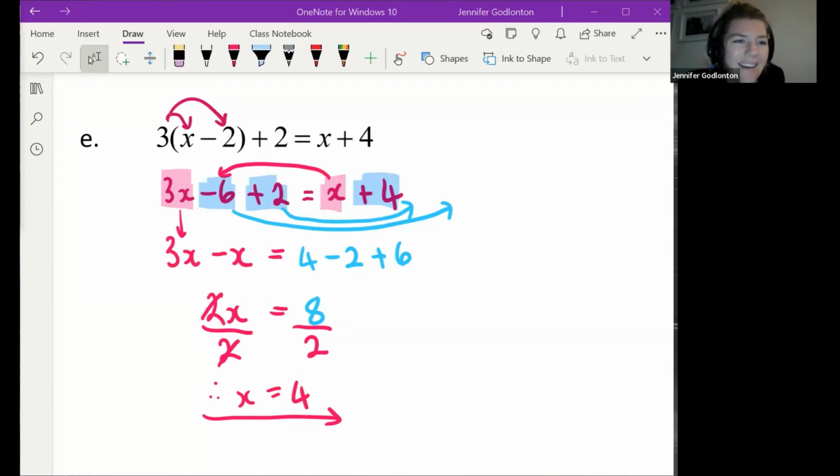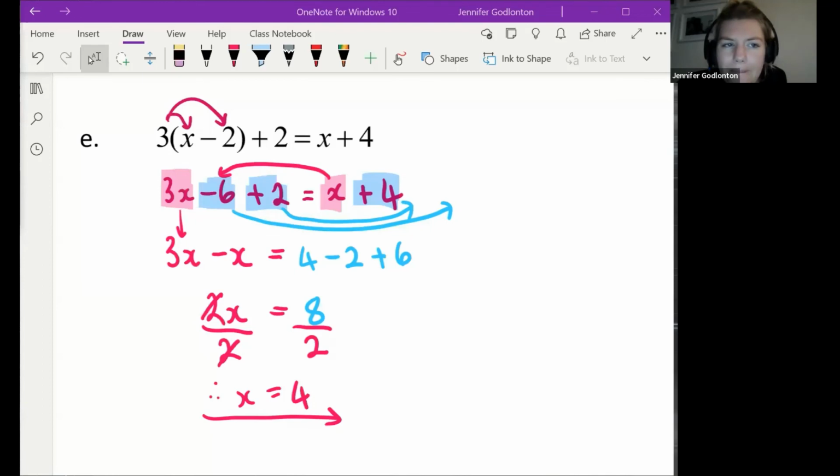Okay. Nkateko, how can I help? Ma'am, on the second row, is it fine if I said 3x minus x equals to 4 plus 6 minus 2? Totally fine. Not a problem at all. Okay, thank you. Sure.